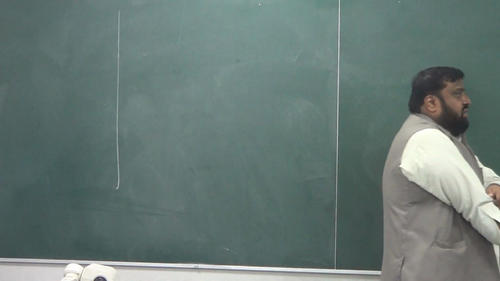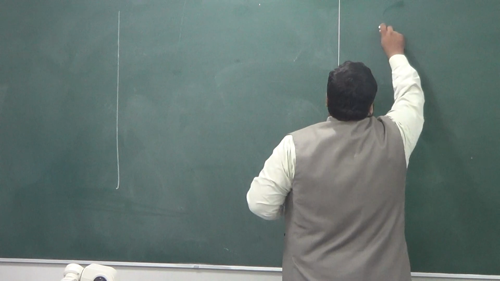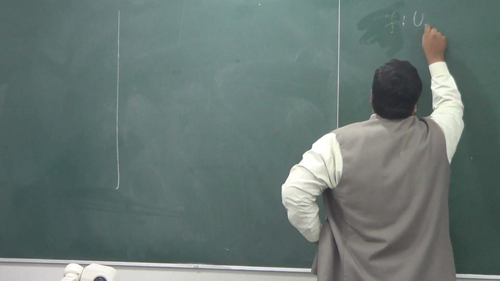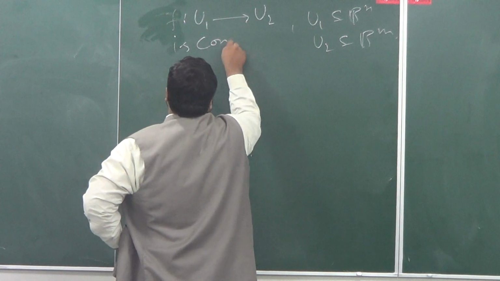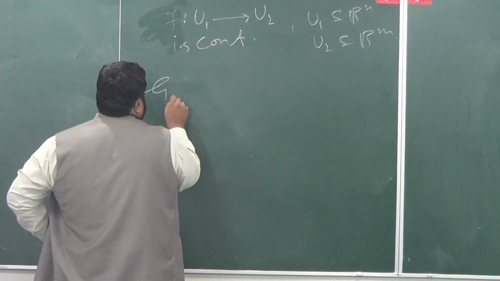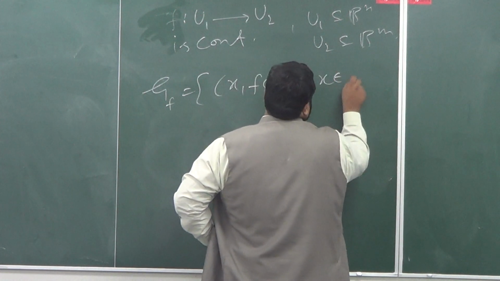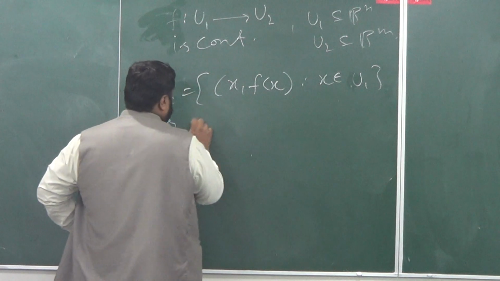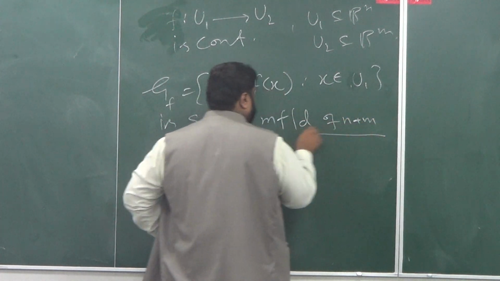Also, what we did yesterday, just a quick recap of it. So we proved that if you have a continuous map F from U1 to U2, where U1 is some open subset in R^n and U2 is some open subset in R^m, then we basically saw that the graph of this map, x in U1, is a smooth manifold. It's a smooth manifold of dimension n plus m.